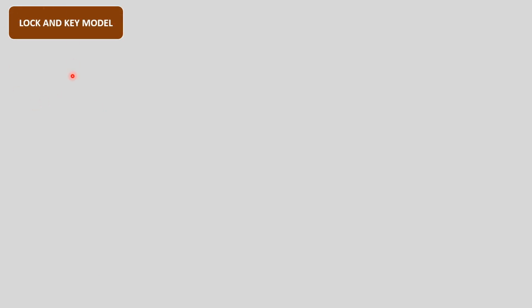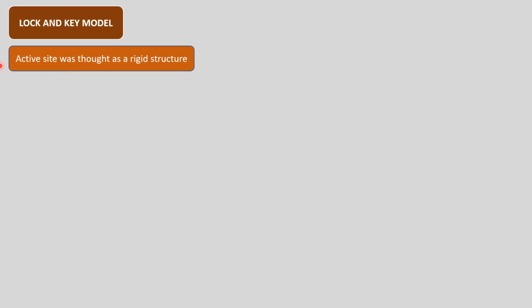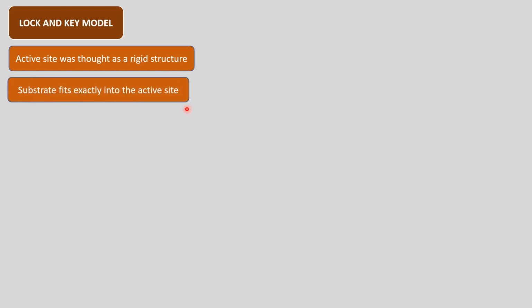So let us take a look into the Lock and Key model. In this model, as I told, the active site was thought of as a rigid structure. By rigid structure we mean that the site is not going to change its shape. There would be no change in the shape of the active site. So it is a rigid structure, and the substrate will fit exactly into the active site. Since there is no change in the structure of the active site, the substrate would be specific, and only those substrates that can fit into the structure will fit in the active site.